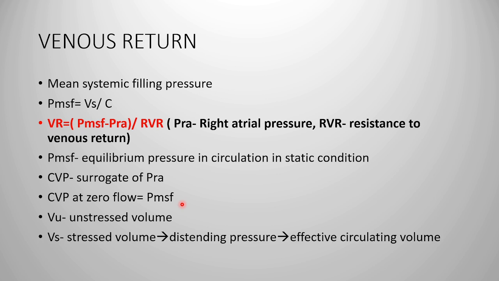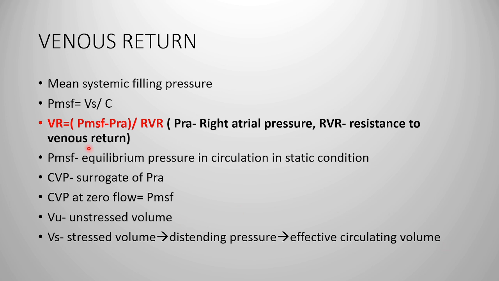VU is unstressed volume, VS is stressed volume. Stressed volume is the only one contributing to the filling pressure, that is the driving pressure. That is actually the effective circulating volume. So in case of sepsis, when your effective circulating volume is less, because there's a lot of venous pooling in the venous system, you are giving a bolus, extra fluid, so that it will convert some of the unstressed volume into stressed volume, and that may augment your venous return.